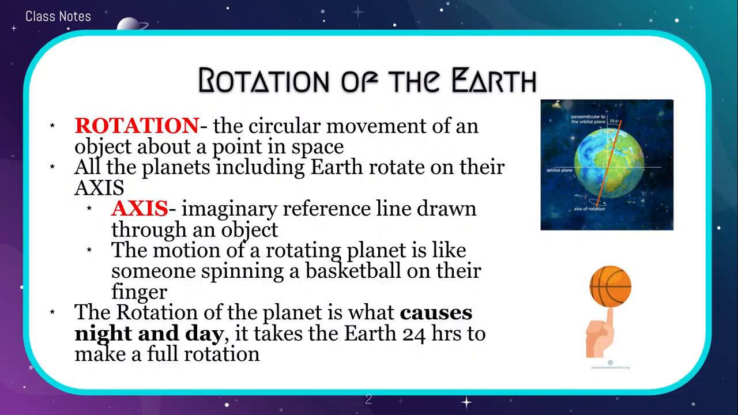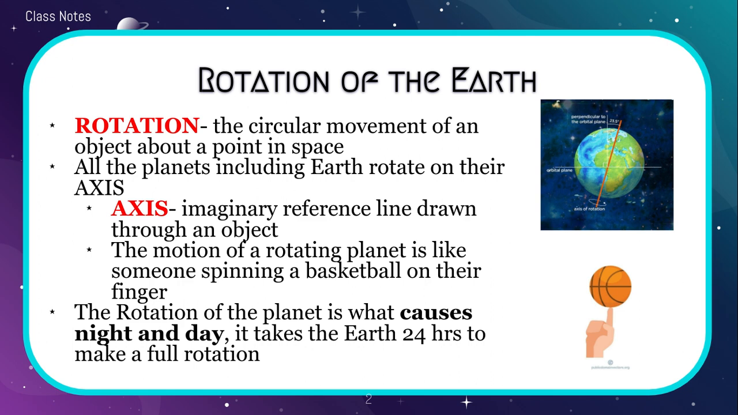The rotation is the circular movement an object makes on a fixed point. So the thing that always pops in my head when I think of rotation is like a basketball spinning on your finger. So it's basically spinning around in a circle on this invisible thing that we call an axis. The axis is an imaginary reference line, and you can see it in this picture here. Earth's axis, you'll notice that it's not straight up and down, it's tilted a little bit.